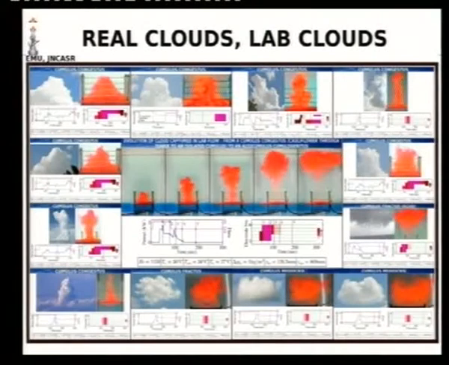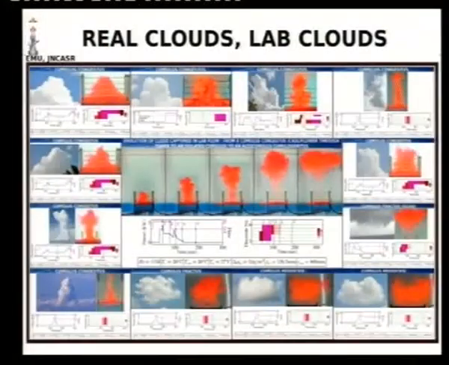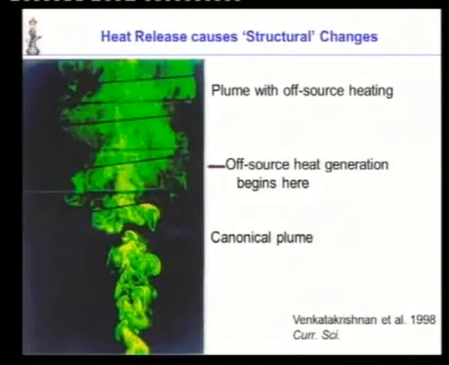Here is a set of them, some 20, showing on the left the natural cloud, on the right the lab cloud, and you can see that there are many cumulus congestus. There is a cumulus fractus here, there's a cumulus mediocris here, and so on. So you can do 4 or 5 types without a problem.